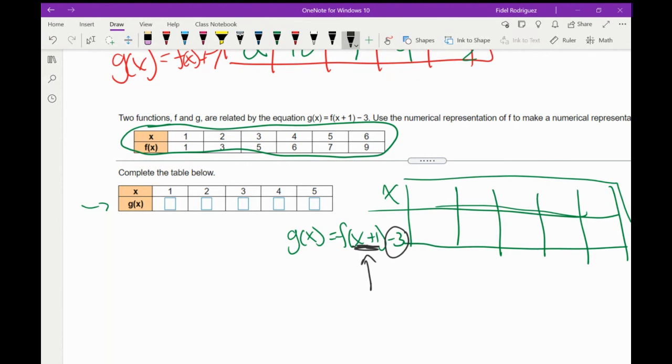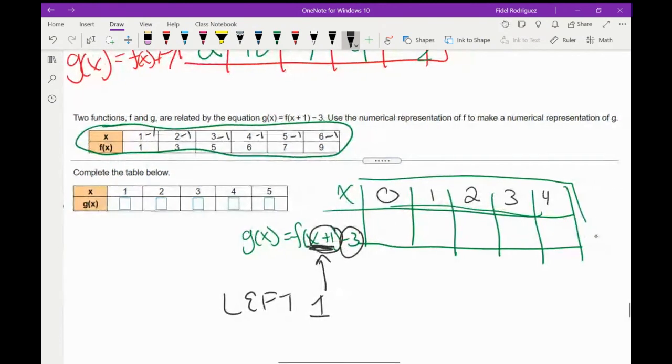The one thing I want to remind you all, again, it's on the formula sheet, is that if there's a plus 1 here, we're actually moving to the left 1 space. So I'm going to subtract 1 from each of those numbers because I'm moving to the left. So 1 minus 1 is 0, 2 minus 1 is 1, 3 minus 1 is 2, 4 minus 1 is 3, 5 minus 1 is 4, and 6 minus 1 is 5. Okay, so we got that part.